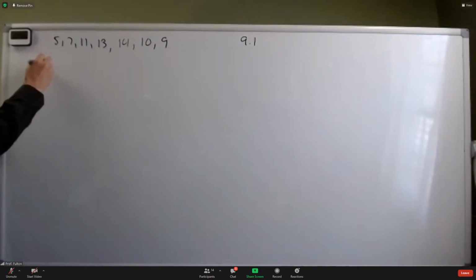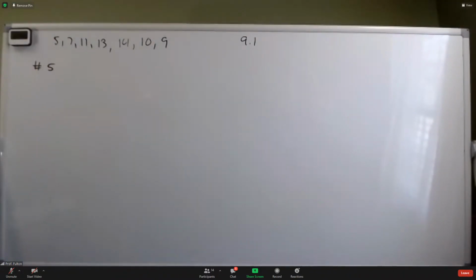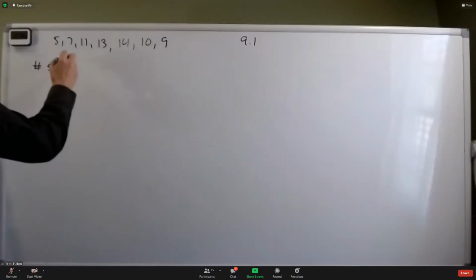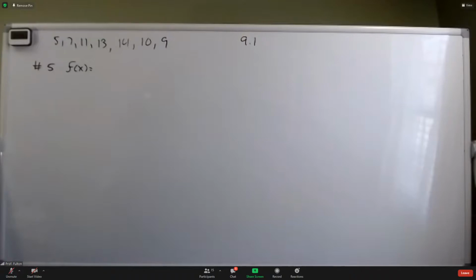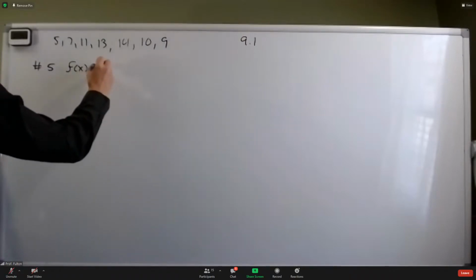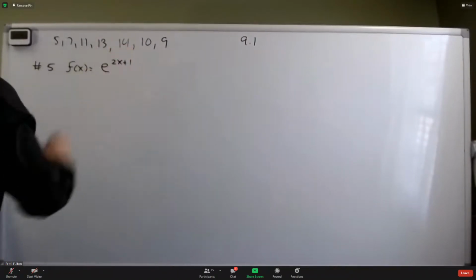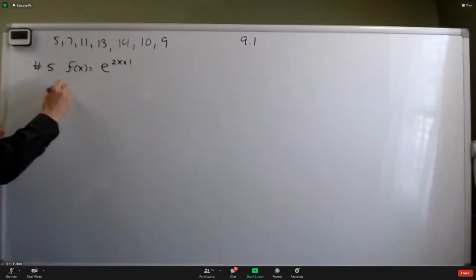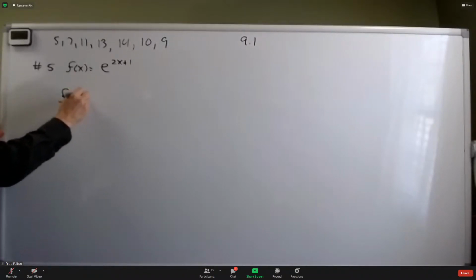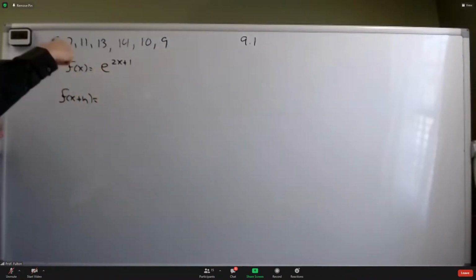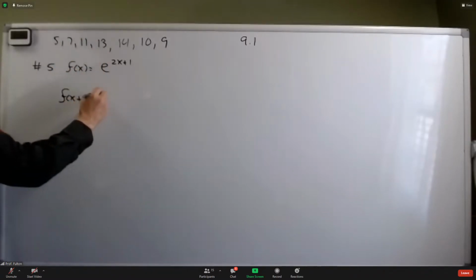Well, we'll start with number 5. So we're given the forms from 1 through 5, where f of x is given to us as e to the 2x plus 1. And what we want to find for that is f of x plus h. So wherever we have an x, we replace it with x plus h.